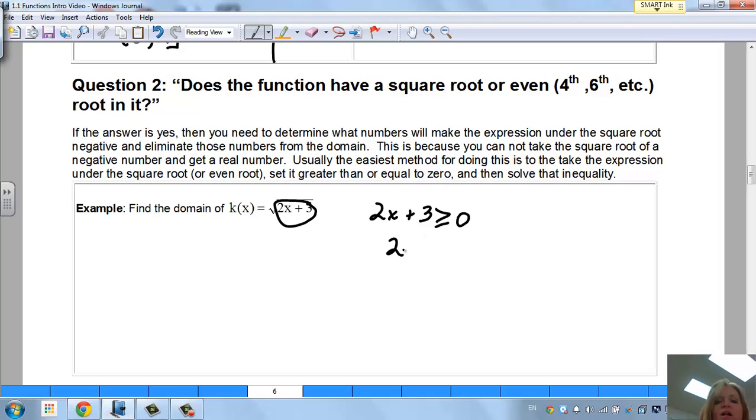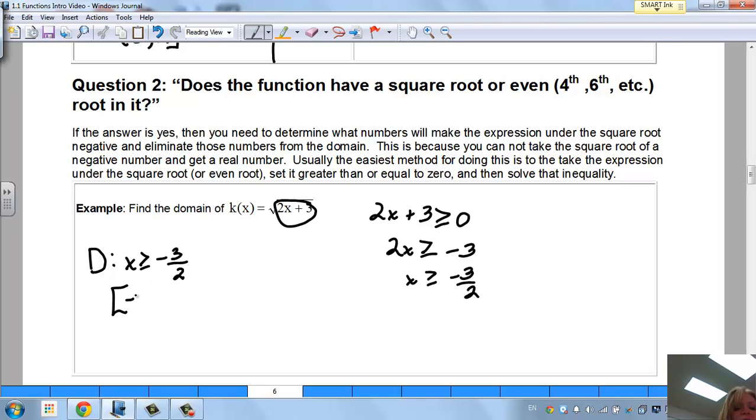So now when you solve for this one, this tells you what you can have. I can have x greater than or equal to negative 3/2. This is the domain, so that's kind of cool. So the domain on this one is x is greater than or equal to negative 3/2, and that would go bracket for interval notation, comma, infinity. And remember, you never have a bracket next to the infinity, because you never get there.